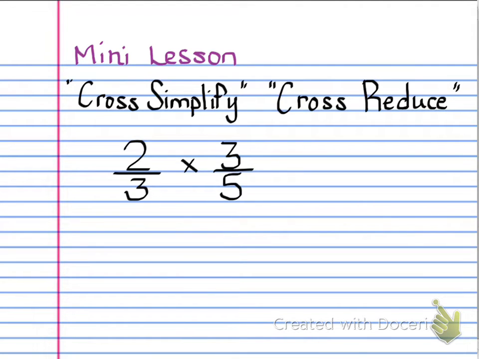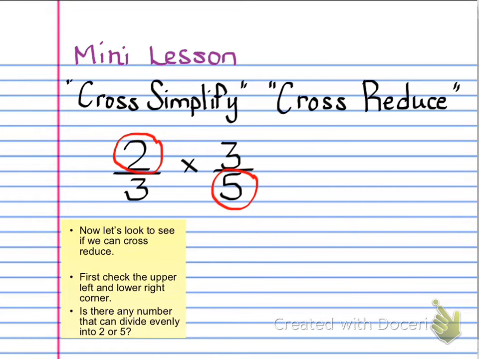So we have 2/3 times 3/5. You want to go ahead and write that down. And what you're looking at here, you want to write these instructions. Now, let's see if we can cross-reduce. First, we're going to check the upper left corner and the lower right corner. So I've circled the 2 in red and the 5 in red. Is there any number that can divide evenly into 2 or 5? So the way that I typically do it is I first start with the small number and say, can the small number fit into the big number evenly? Can 2 go into 5 evenly? No, it can't. And there's really nothing else that we can divide them both out by evenly. So the answer for that one is no.